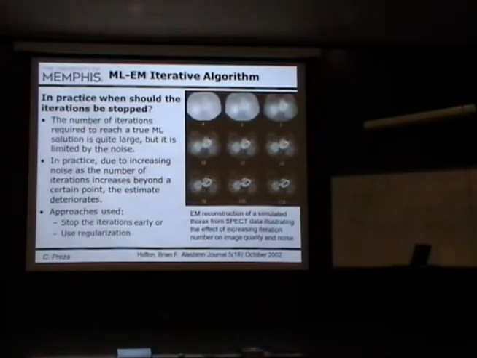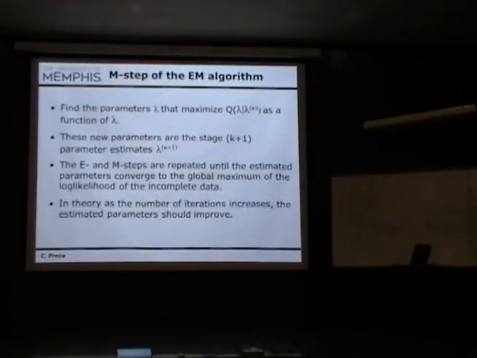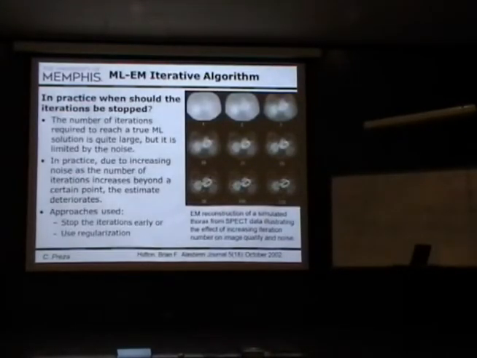So it is an iterative method, and in theory, as the number of iterations increases, the estimated parameters should improve, and in fact, the EM algorithm has been proven to reach convergence. In practice, though, when should the iterations be stopped? You have this software, and you're cranking the iterations.